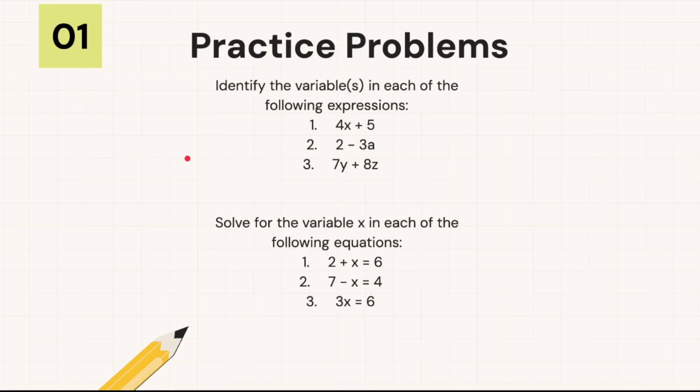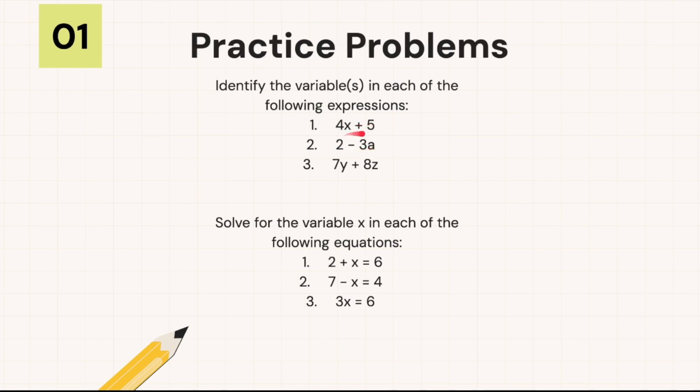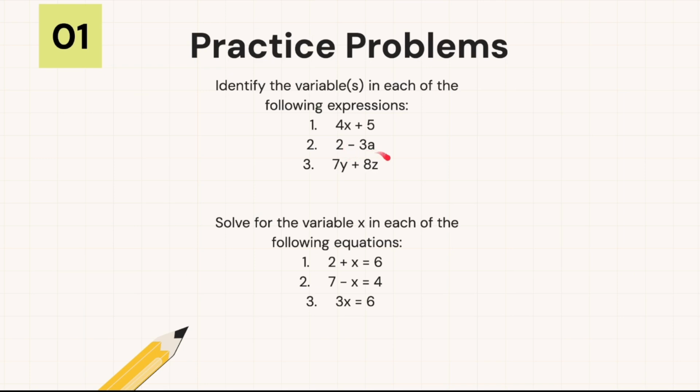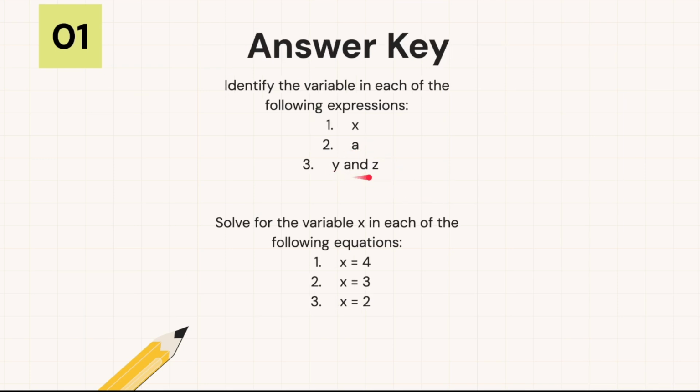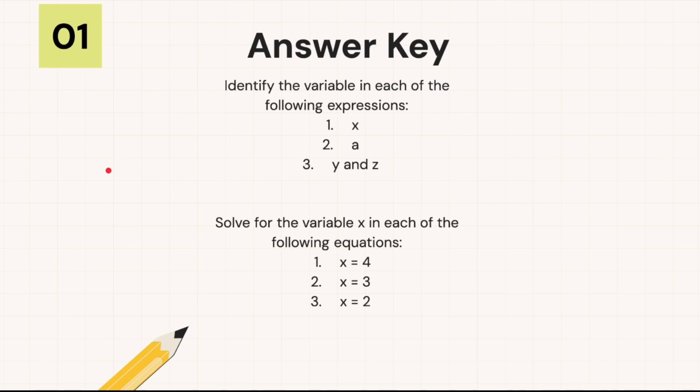Now let's go back to these problems. For the variable in the first expression, we got x. For the variable in the second expression, we got a. And for the variables in the third equation, we got y and z. And then we solved each of the equations. We got x equals 4 for the first equation, x equals 3 for the second equation, and x equals 2 for the third equation. That is lesson 1 of this unit. Now let's move on to lesson 2.